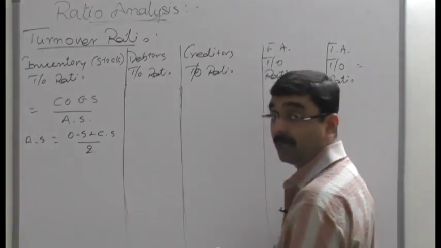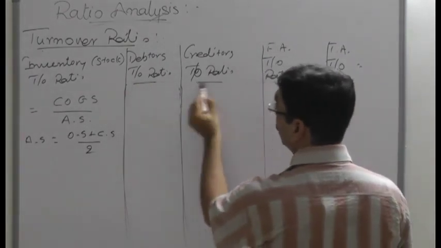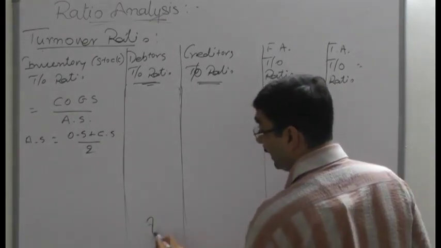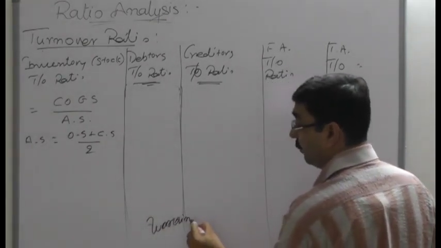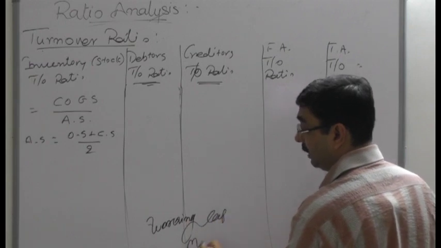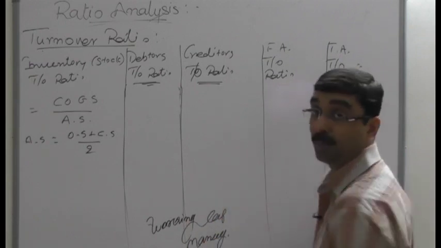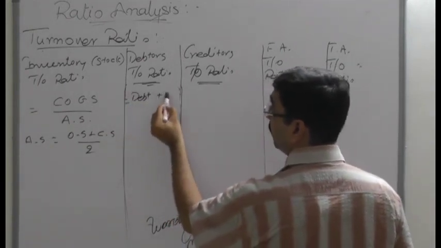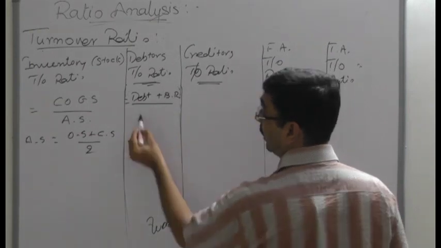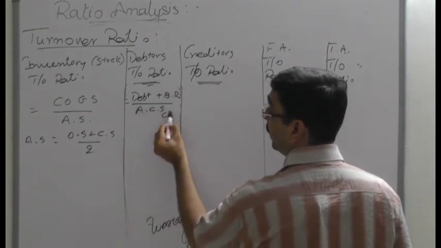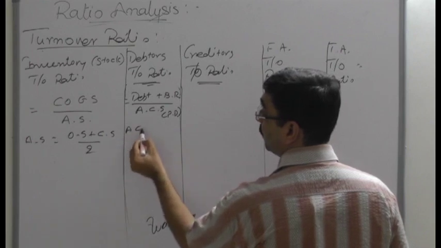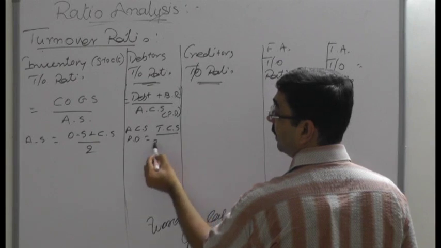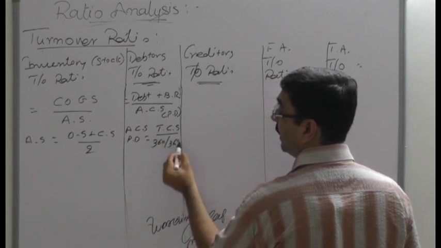Next is debtor turnover ratio. Instead of one, I will take both. Debtors turnover ratio and creditors turnover ratio, both are related to working capital management. So it would be helpful in seeing how working capital management can be improved more and more. How? Let's see. The debtors turnover ratio formula is debtors plus bills receivable divided by average credit sales per day. So average credit sales per day can be determined through total credit sales divided by 360 or 365 days.